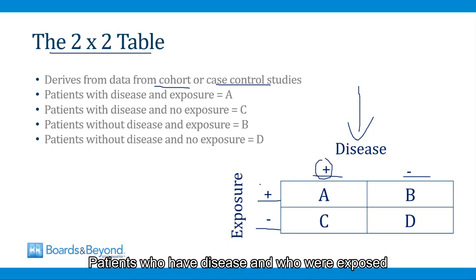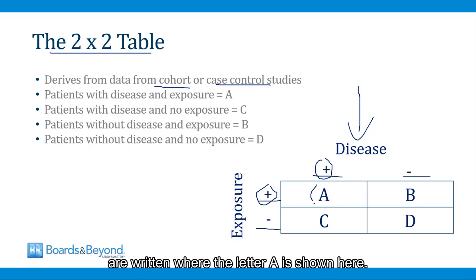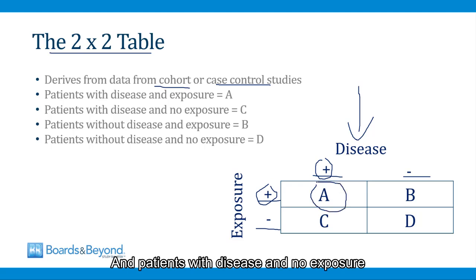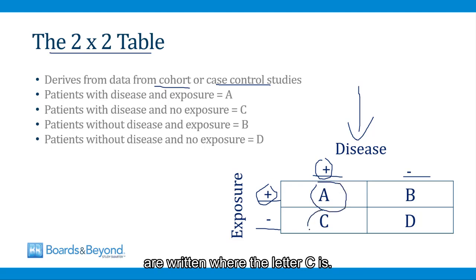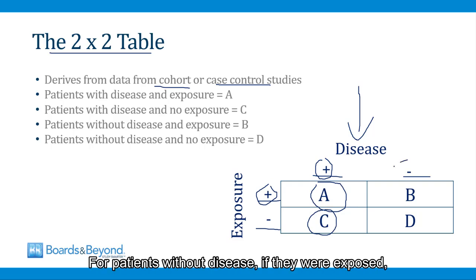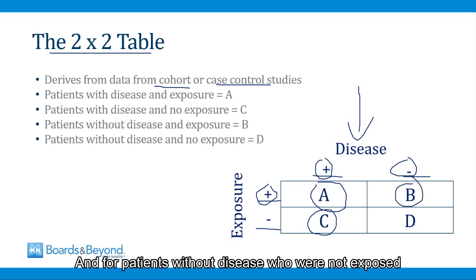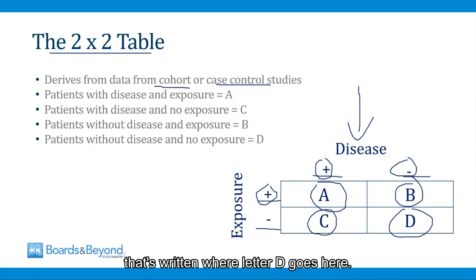Patients who have disease and who are exposed are written where the letter A is shown here. And patients with disease and no exposure are written where the letter C is. For patients without disease, if they were exposed, that's written where letter B is. And for patients without disease who were not exposed, that's written where letter D goes here.